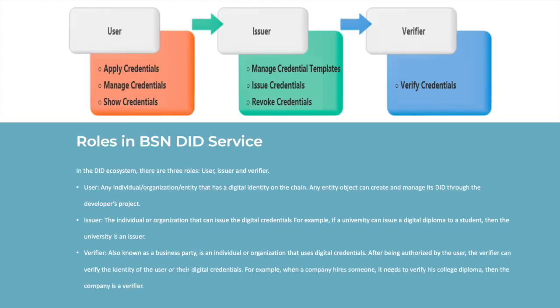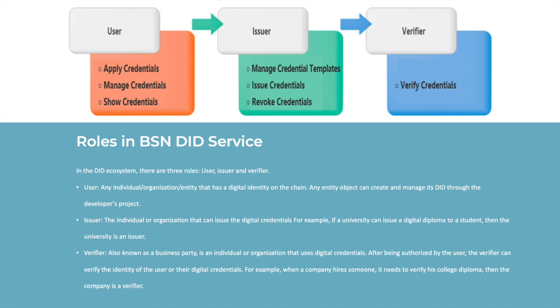In this diagram, you can find there are 3 roles in the BSN DID service: user, issuer, and verifier. The user role means any individual, organization, or entity that has a digital identity on the chain. So any entity object can create and manage its DID through the developer's project.